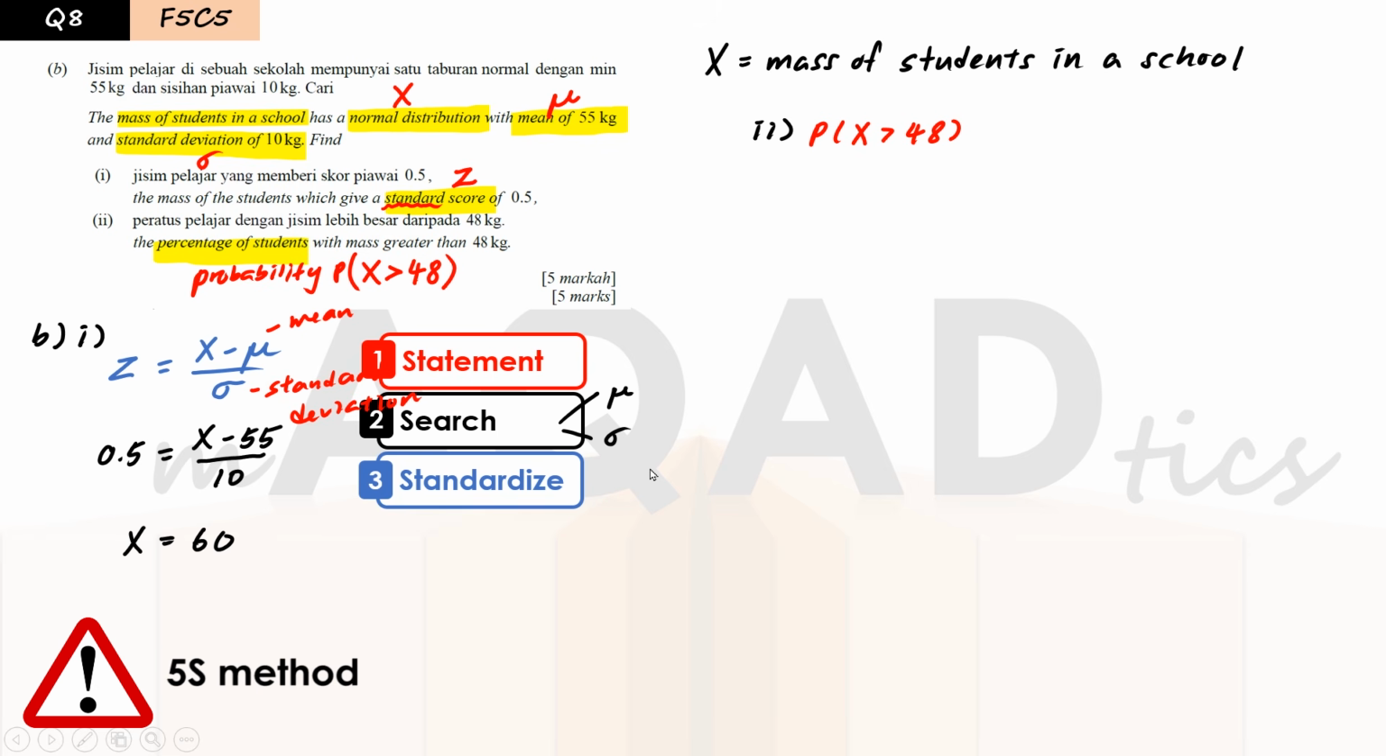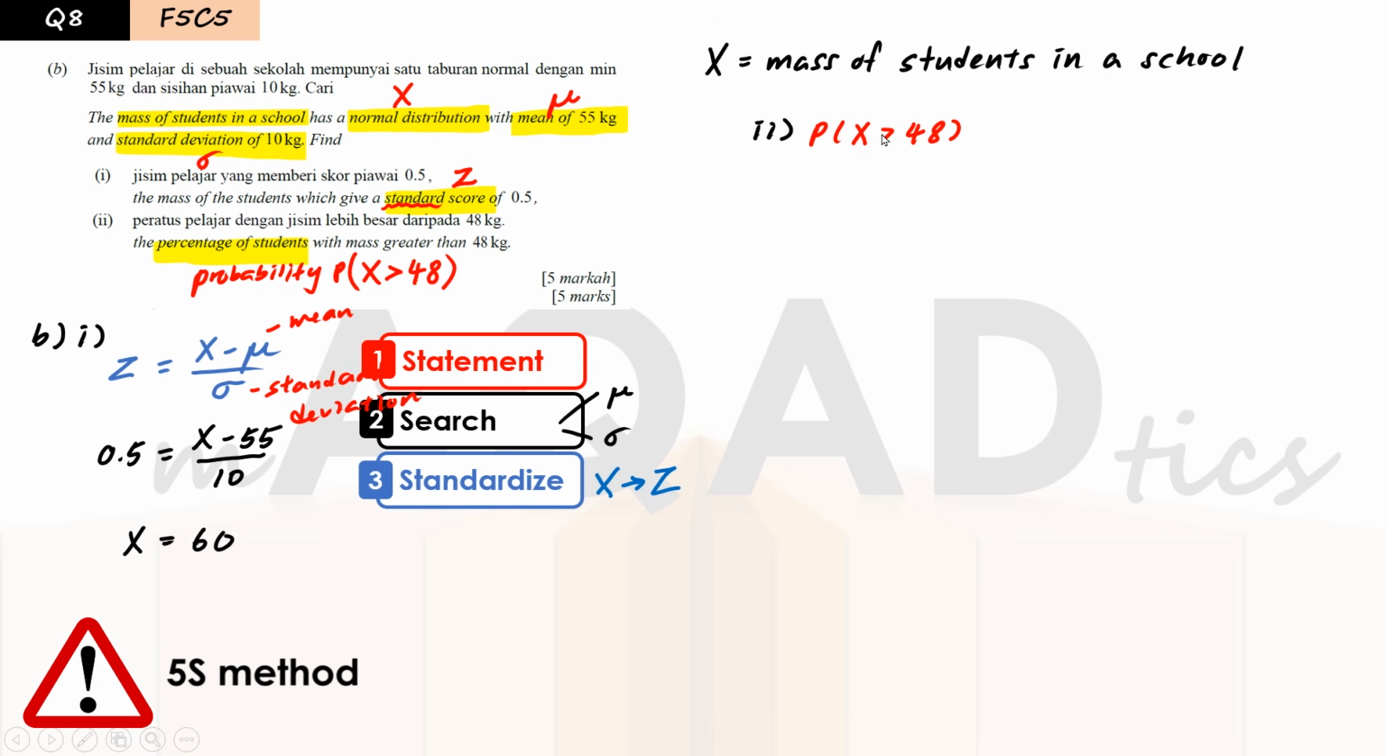The third S is standardize. Standardize means that we need to change X to Z. In part 1, we already did something similar, because just now we changed Z to become X. Now it's the other way around: we need to change X to Z. So we can also use the same formula. You realize that this is highlighted in blue because this is the formula to standardize, from X to Z.